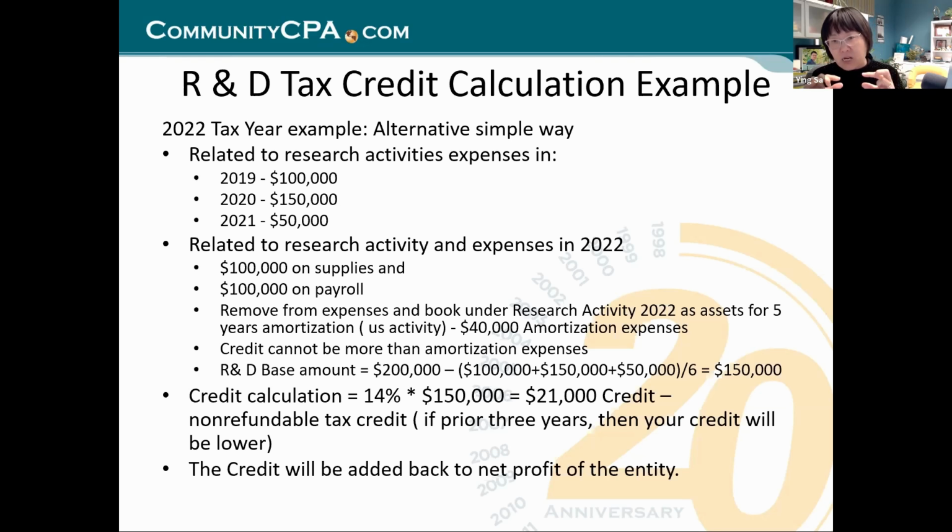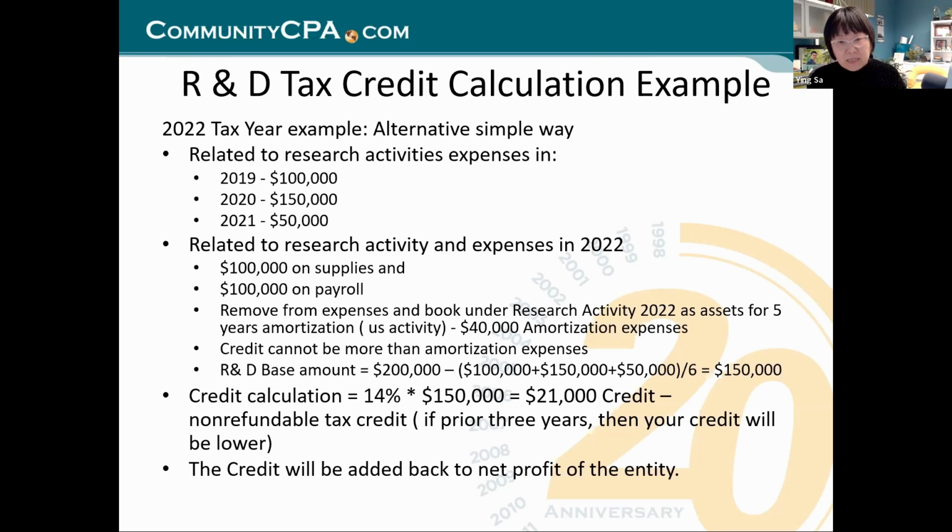So we got the average year come out. Then we divide by 2 again because that is half of that amount. With that said, we have 200,000 minus this 3-year sum divided by 6, and we came up with $150,000, the base amount. So now we use 14% times the base amount. So my credit is what? 21,000, which is $1,000 more than what I calculated in the regular way.